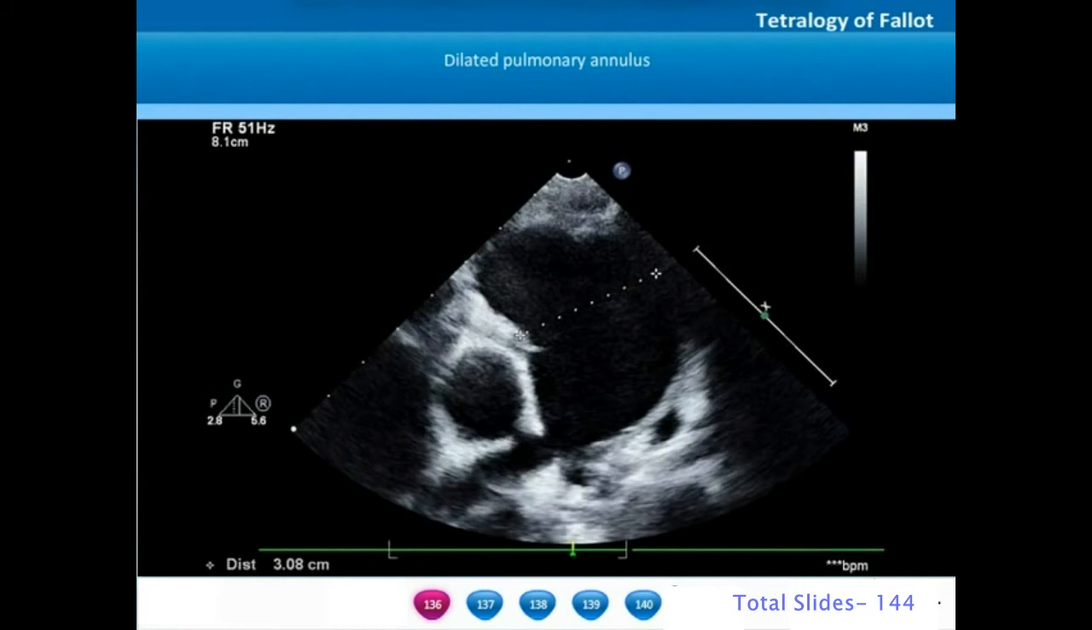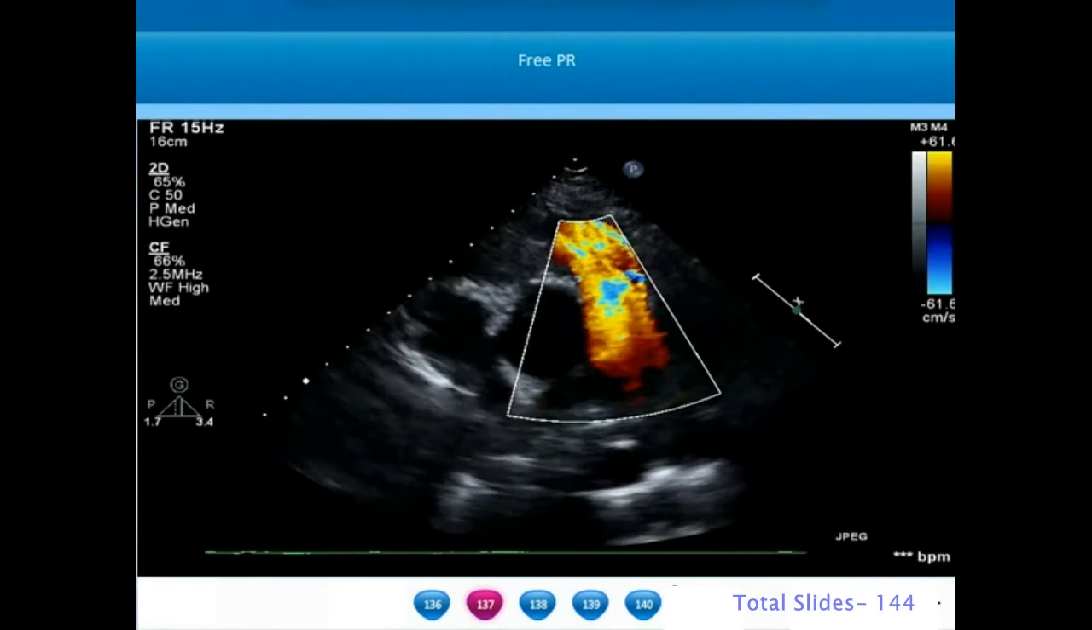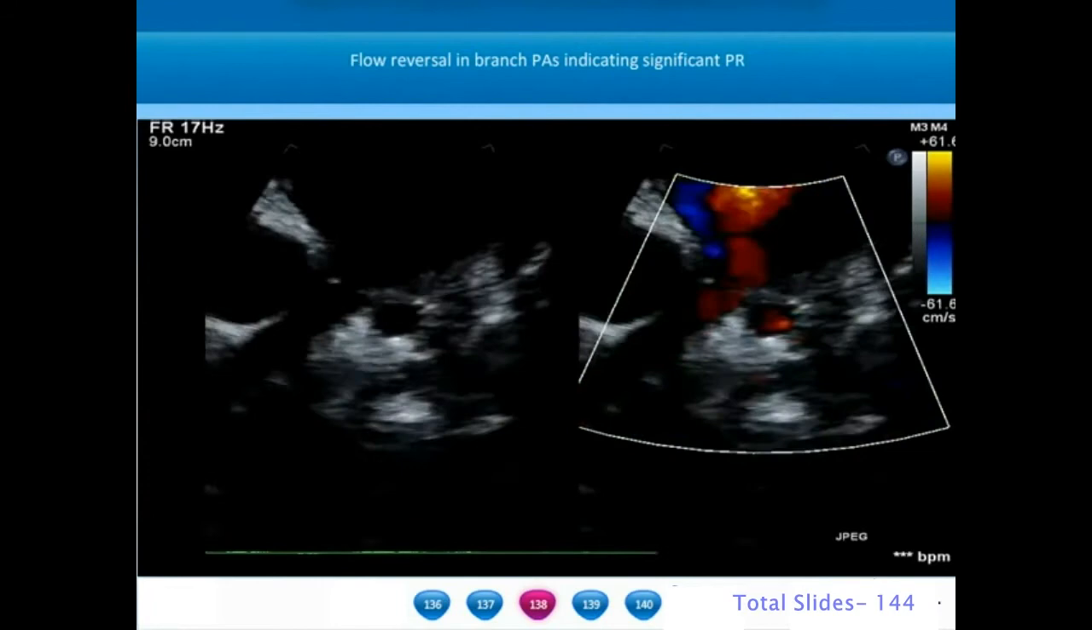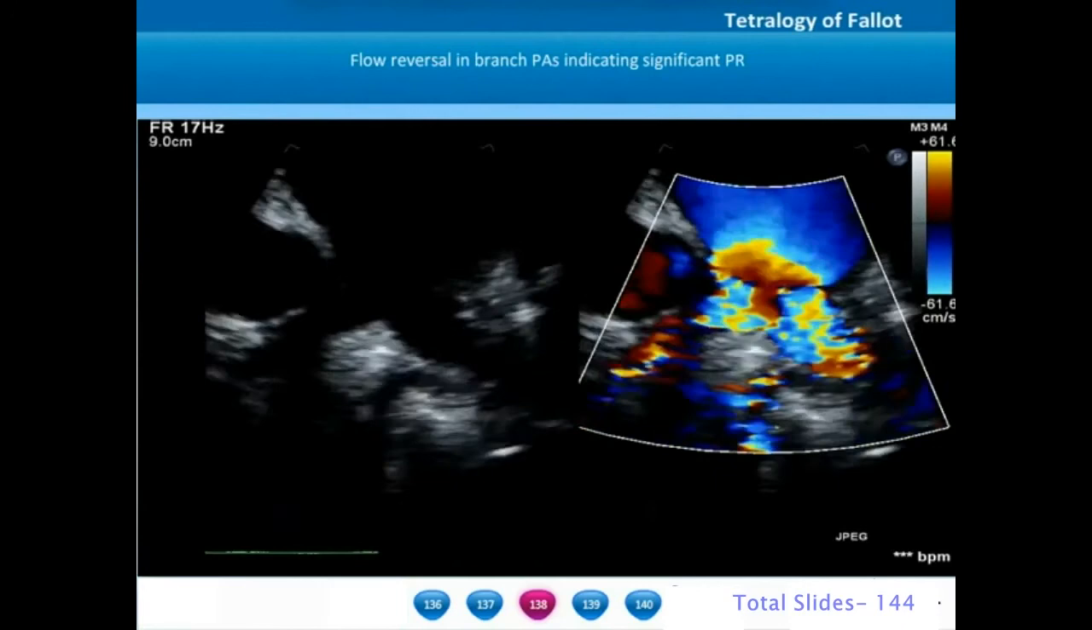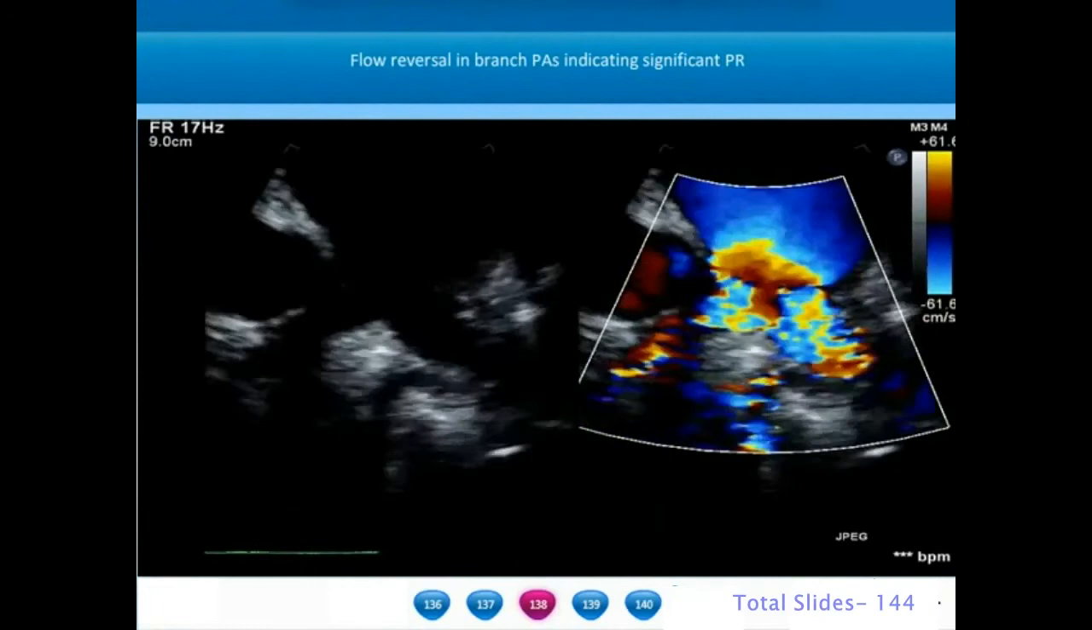After a pulmonary valvotomy and transannular patch, free pulmonary regurgitation is quite common after tetralogy of Fallot repairs. The significance of the pulmonary regurgitation is assessed by color Doppler interrogation of the distal pulmonary arteries. If there is a diastolic flow reversal in the distal pulmonary arteries, the pulmonary regurgitation is hemodynamically significant. This will often be associated with right ventricular dilatation as well.